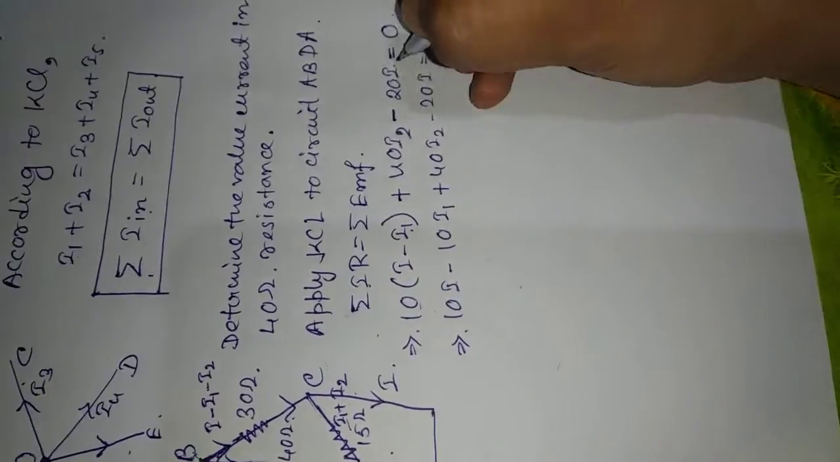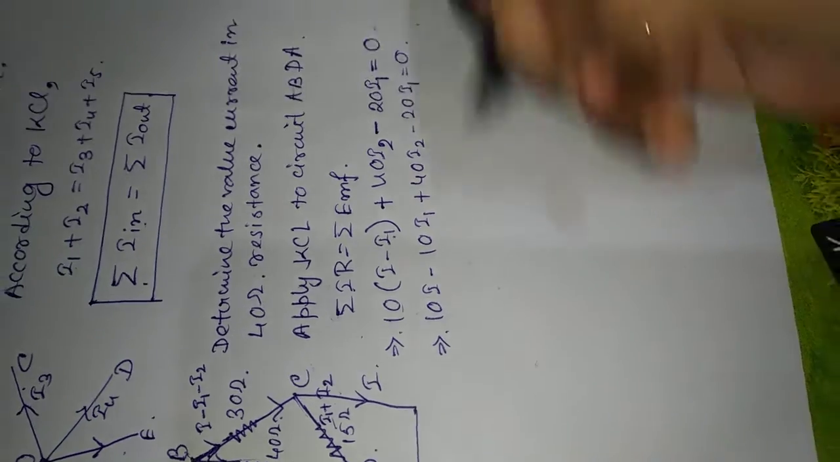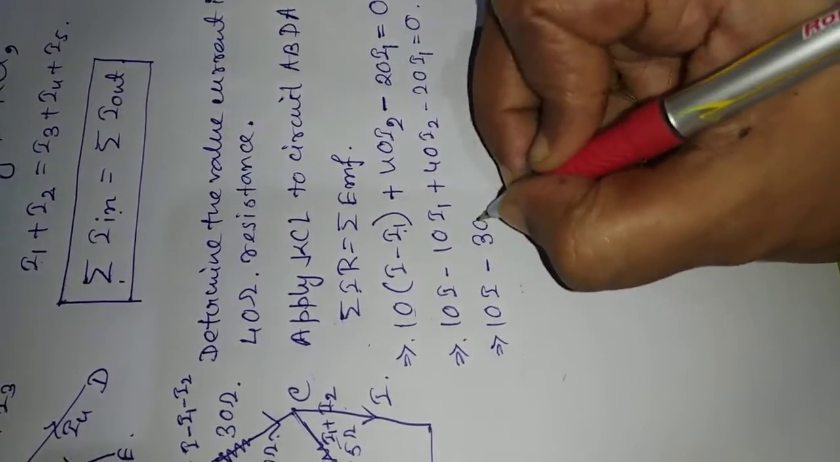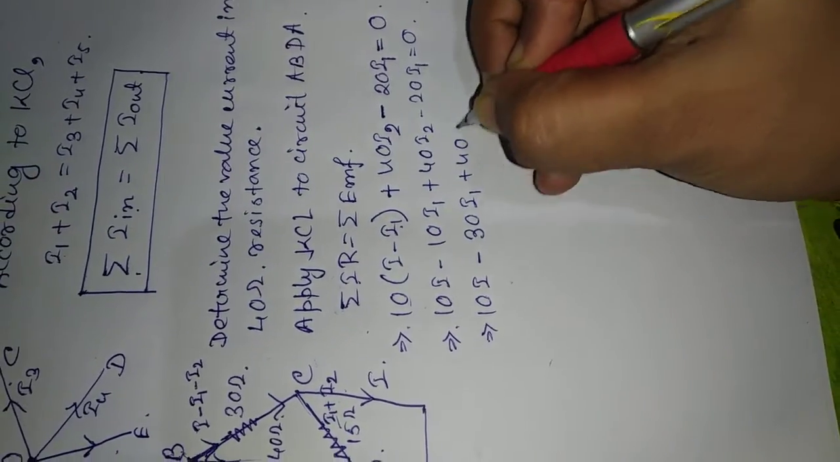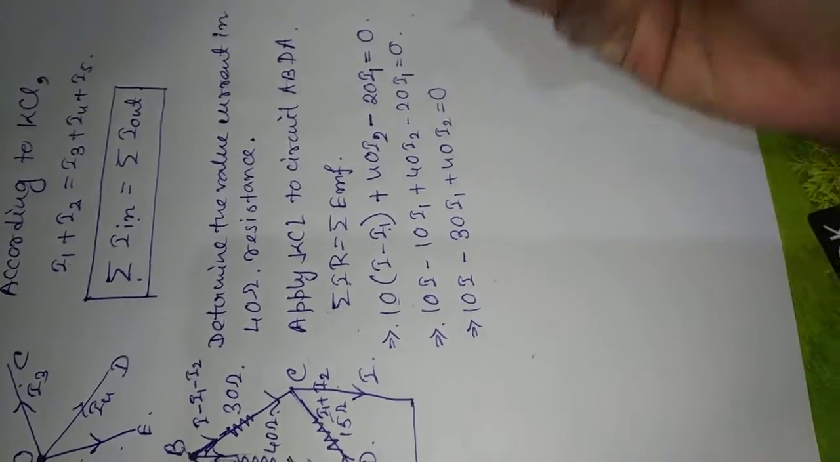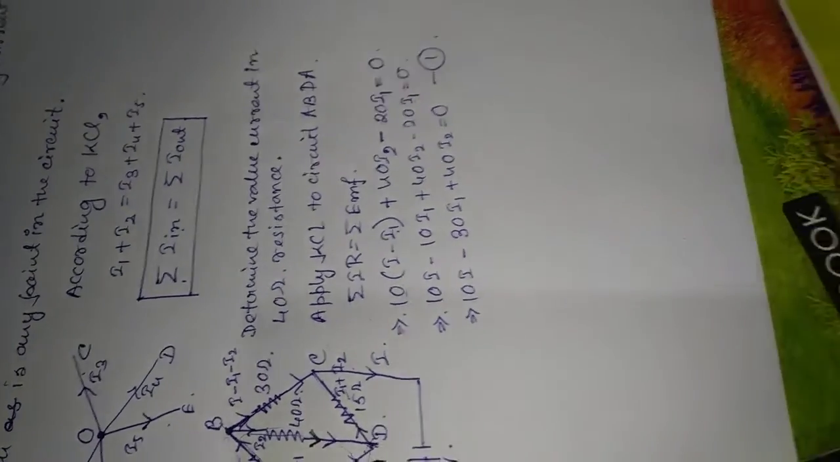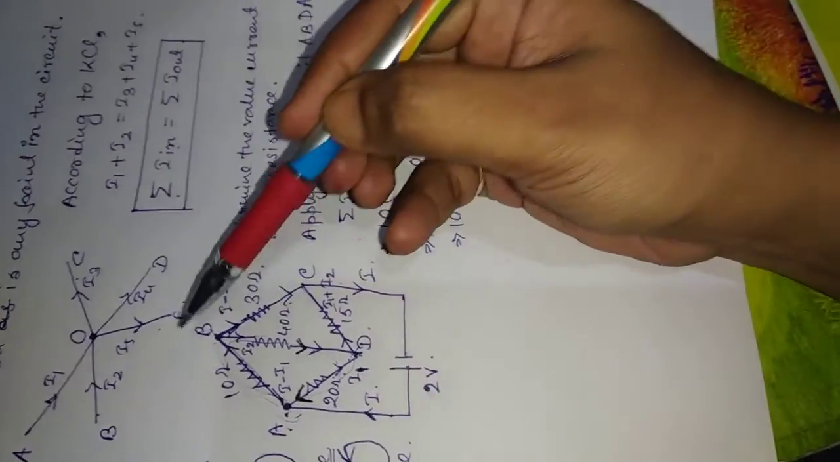sorry, it will be I1, I think. Yes. 30 I1 plus 40 I2, that will be 0. So it is my first equation. Clear? Now I am applying BCDB.